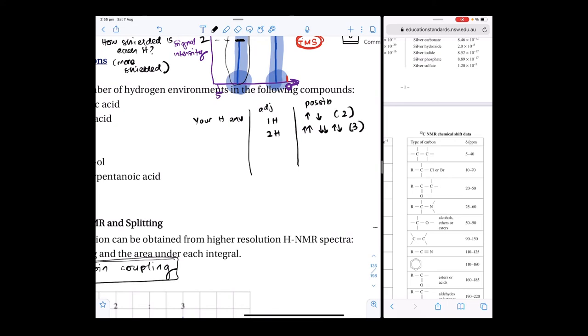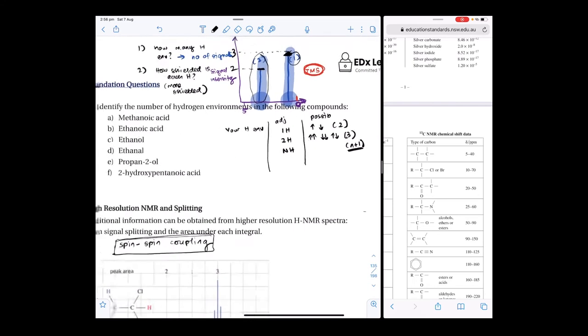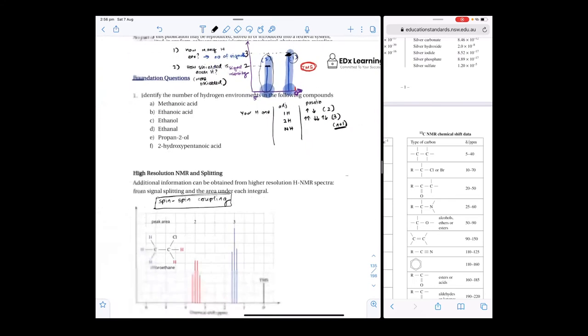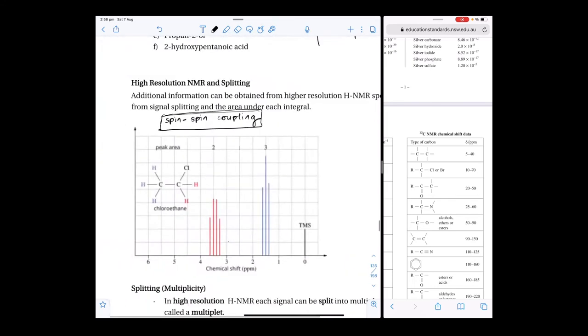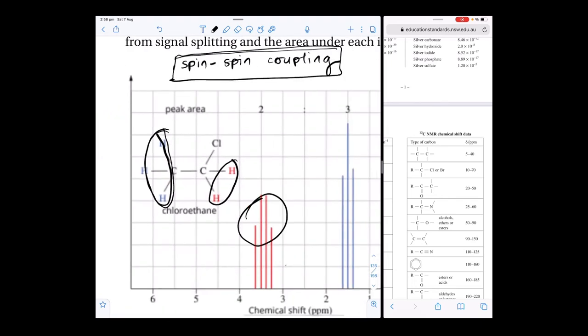Three. Do you all see that? Or if you have N hydrogens, you will have N plus one possibilities of shielding and deshielding. And that's why we have to add one. What this phenomenon is called is spin-spin coupling. So you'll never need to explain that. But as long as you got the overall gist, the reason we get this splitting of signals is the adjacent hydrogens are shielding and deshielding this hydrogen environment. And the number of adjacent hydrogens will affect the number of peaks that we'll observe.